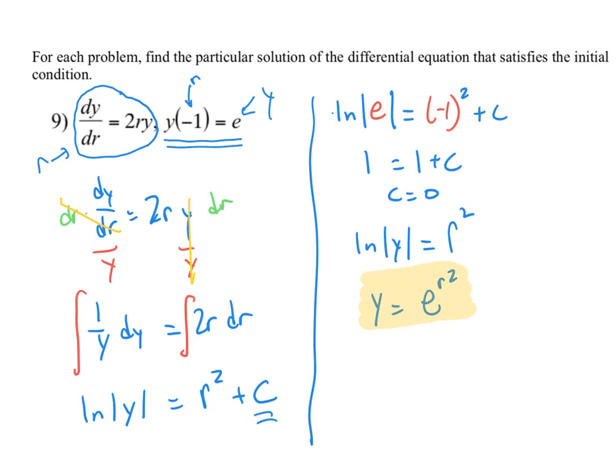Okay, I blew through these two examples. There are other videos posted for you to take a look at, but in general, we want to get the y stuff on the left, the r or x stuff on the right, integrate both sides, and then if you're given an initial condition the way we were here, then you're going to want to plug those values in and actually solve for the letter C, which is what we did right here. We solved for C, and we figured out C was 0.